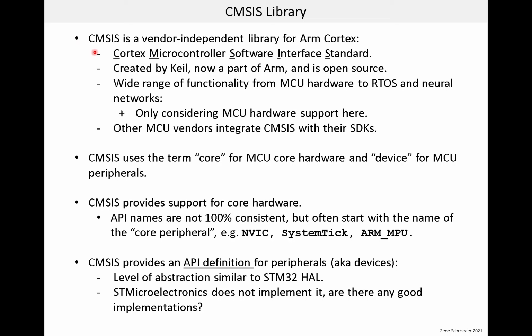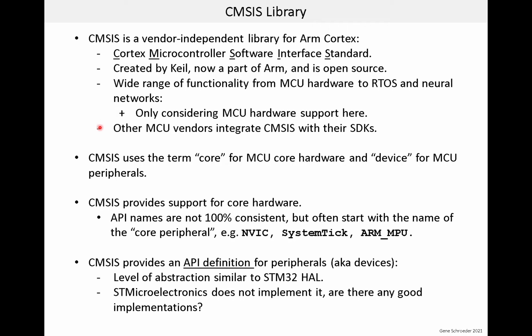Now this is what CMSIS stands for, and I will just let you read that. And the point I would like to make is the word Cortex is right in the title. So this library is specific to ARM Cortex MCUs. The library was created by a company called Keil, which is now part of ARM. It was acquired, I believe, and in any case, it's open source. The library actually has a very wide range of functionality, from MCU hardware drivers to RTOS and neural network stuff. Now in this course, we're only considering the MCU hardware support.